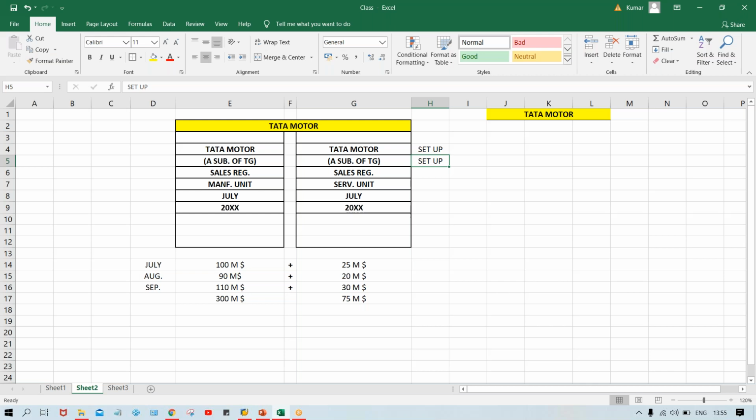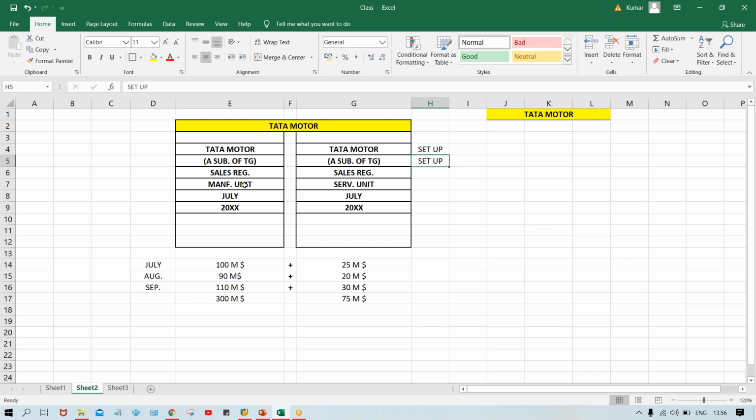Again you have to see the report at manufacturing unit and service unit level also, right? Further, in the manufacturing unit we have multiple plants, so if you want to see the report at plant level also. This is how the requirements will be there from organizations, right? So first of all, Tata Motor is going to be set up into SAP system. This Tata Group is also going to be set up into SAP system. How that is done, I'm going to show you.